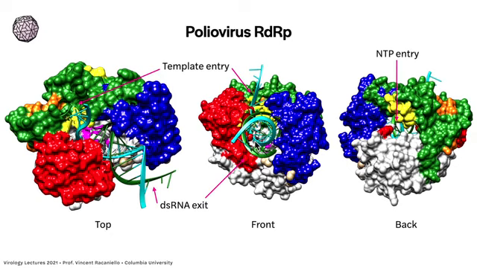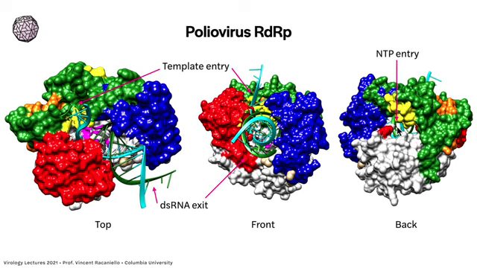And there's one more channel. So we've looked at the entry channel and the exit channel here. There's one more channel, and that's for NTPs. That's on the back of this polymerase. So now we're looking here on the back view, and there's the top, and the front is on the other side. But there's an opening here, and that's where the NTPs go in. And they go into the active site.